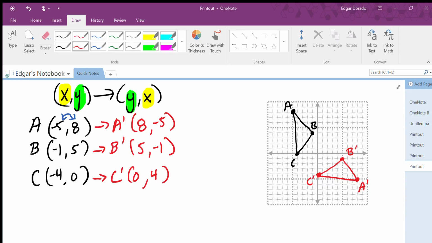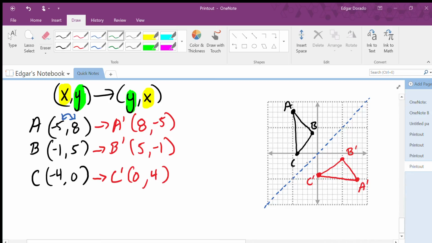And the reason why is because you don't see the line of reflection yet. But hopefully this will help. The line of reflection was the line y equals x. That is this line. So hopefully this will help visualize it a little better.